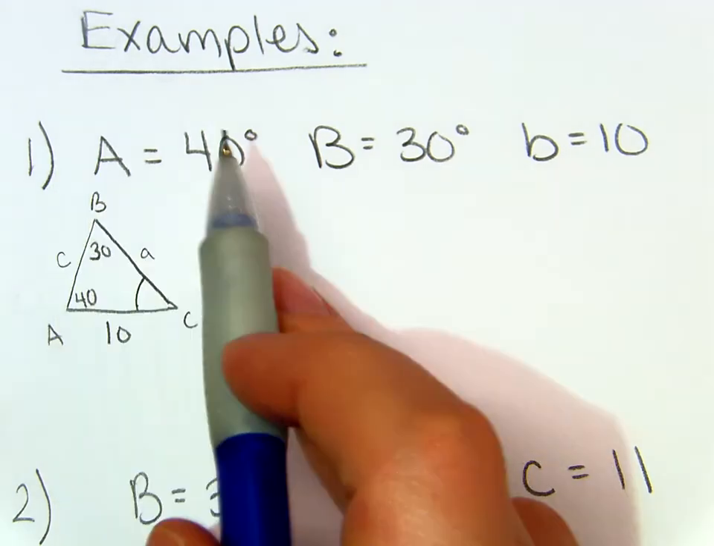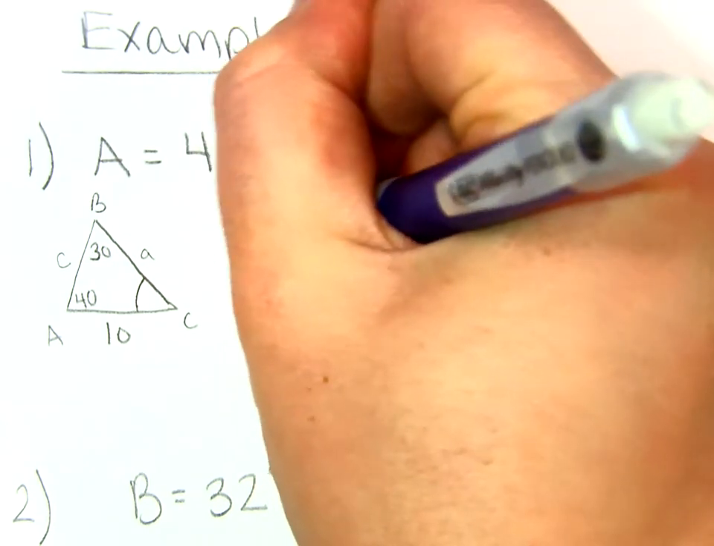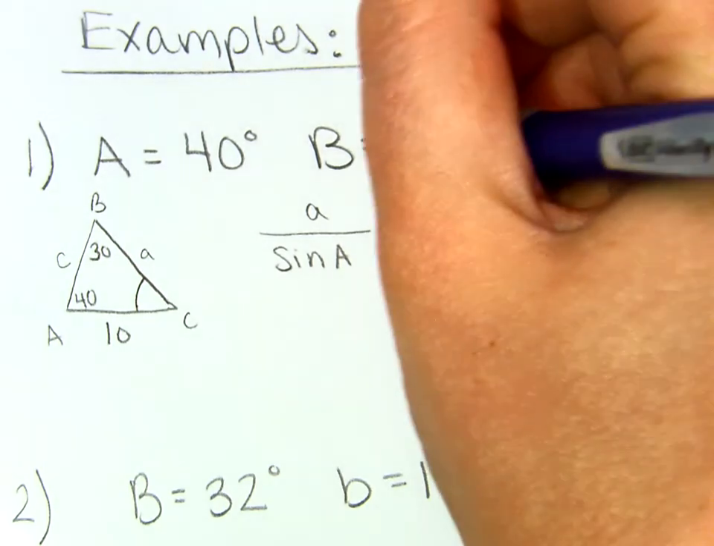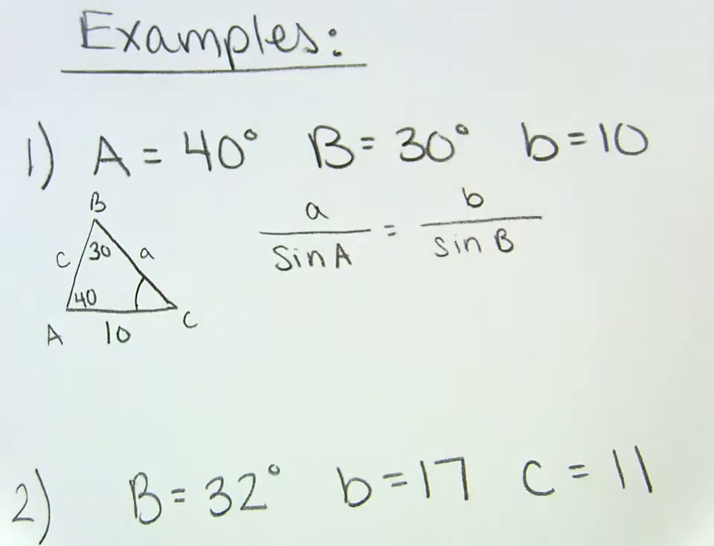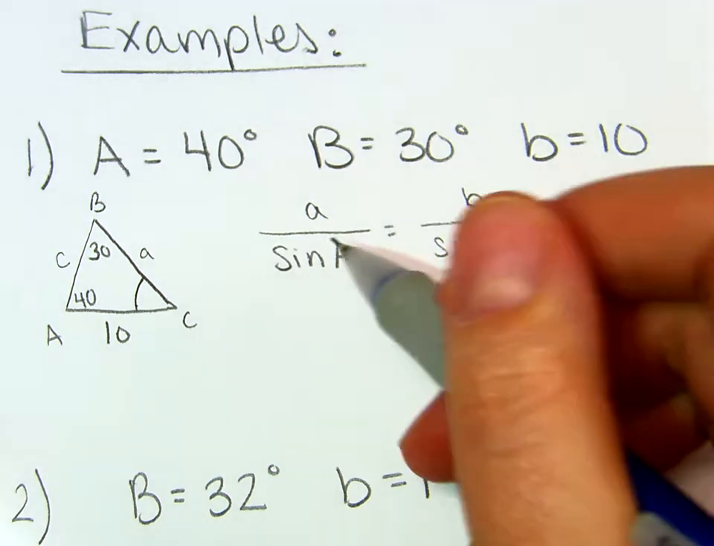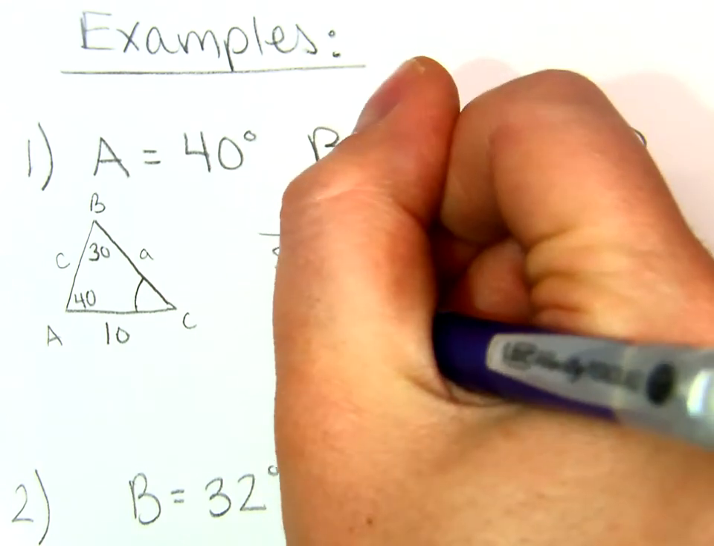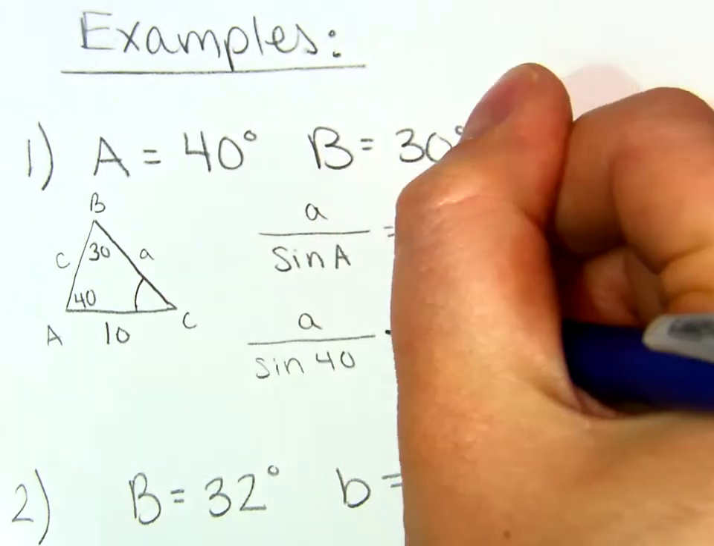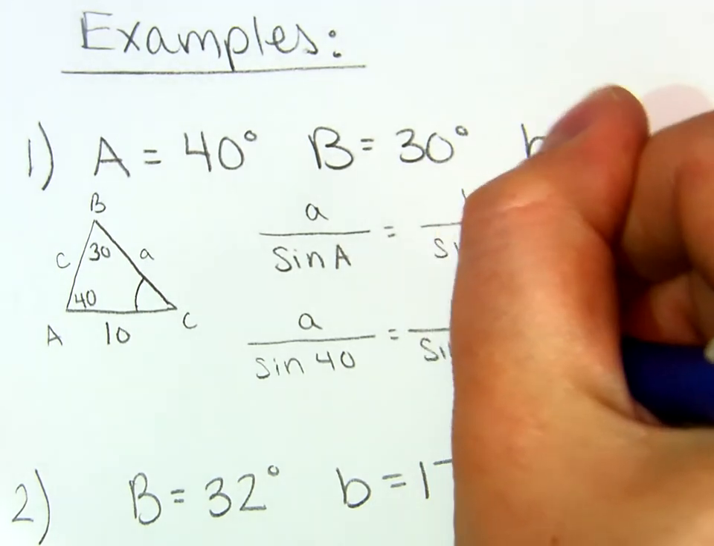So I know A and I know both of B, so I'm going to use the law of sines with the A in it. So A over sine A, and I'm going to use the portion that has a B in it because I know both of my B's. So B over sine B. So I want to plug those values in that I know. I know angle A. I don't know side A, so side A is going to just stay a lowercase a. So I have a over the sine of 40 equals side B is 10 and angle B is 30, so 10 over the sine of 30.